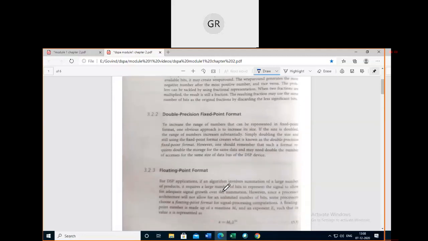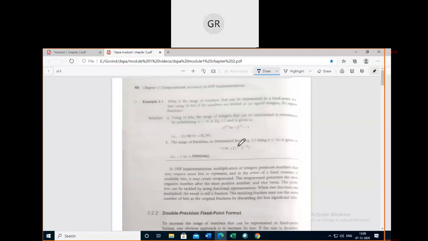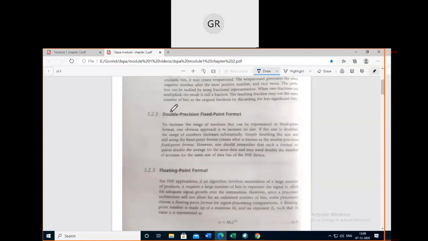One more is here, the double precision fixed point format. It's not covered in the regular class. Double precision means the fixed point format, integer format, for example 24 bits. Double means here you can double it. That means it becomes 48.